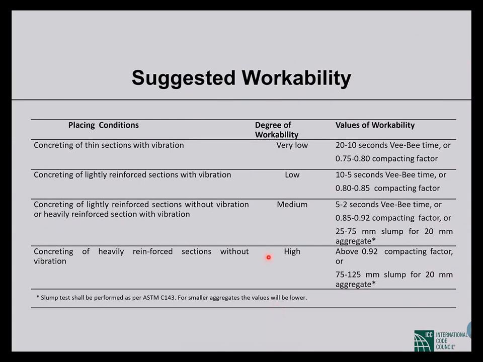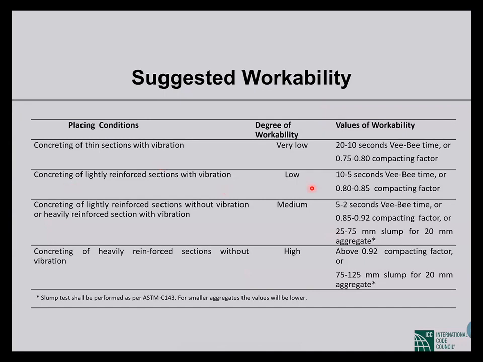Suggested workability. Now, in BNBC again, we come back to BNBC 2020, the workability. For different placing conditions, different workability is suggested, and the degree of workability is mentioned. For heavily reinforced sections where we cannot vibrate, we need high workability. In terms of slump, 75 mm to 125 mm, 3 inch to 5 inches slump is recommended for 20 mm maximum aggregate size. For lightly reinforced sections without vibration or heavily reinforced sections with vibration, medium workability is needed. In terms of slump, it is 25 to 75 millimeter, 1 inch to 3 inch slump.